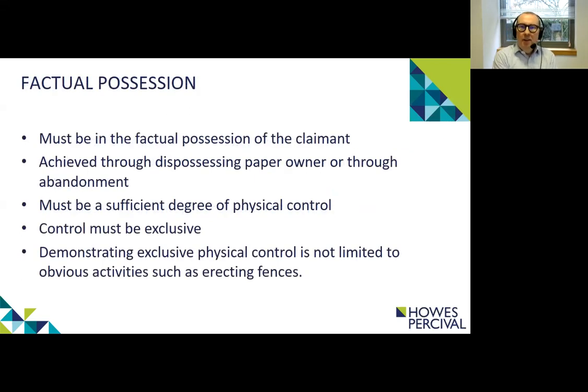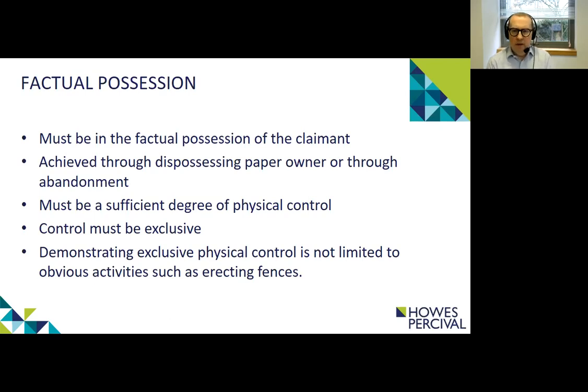So in order to acquire adverse possession, firstly you have to show that you're in factual possession to make a claim. So you show that by the fact that you've dispossessed the paper owner or through abandonment, but you need to show a sufficient degree of physical control, and the control must be exclusive.